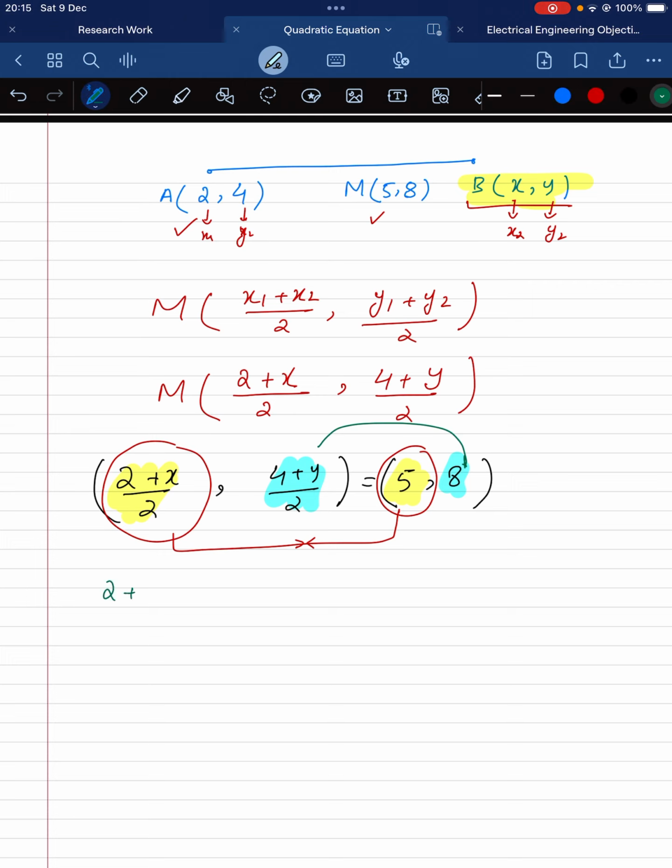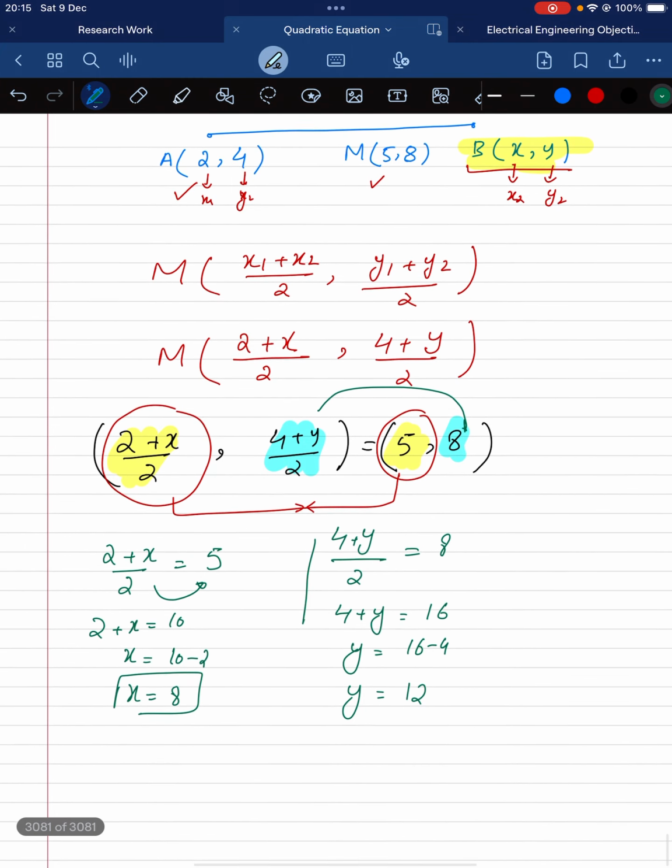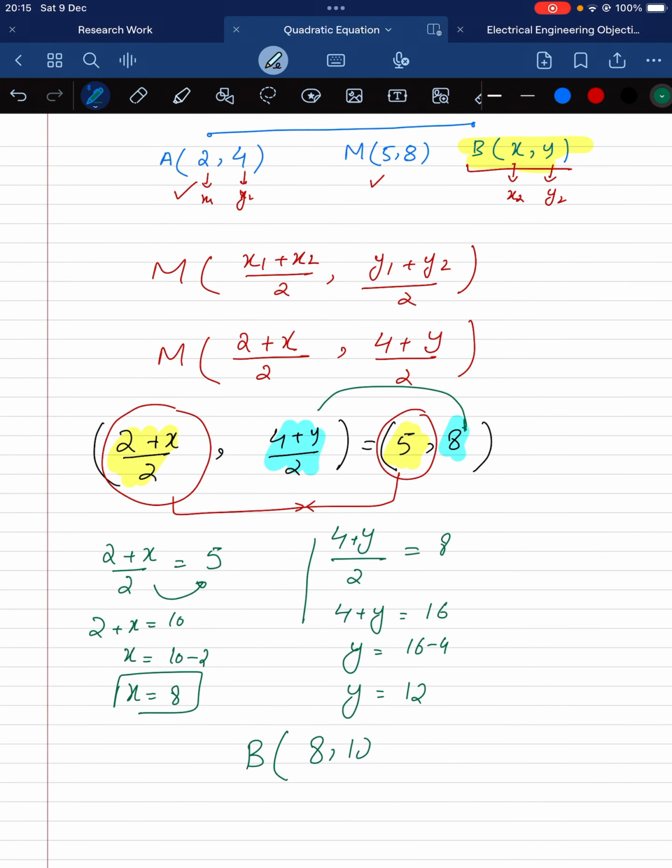So we will write 2 plus x over 2 is equal to 5, and 4 plus y over 2 is equal to 8. Now this 2 will multiply on the other side, so 2 plus x is equal to 10, and this 2 will be subtracted on the other side, so 10 minus 2, so x is equal to 8. In the same way we will solve this one, so 8 times 2 is 16, and y is equal to 16 minus 4, so y is equal to 12. So the B point which we need to find is 8 comma 12.